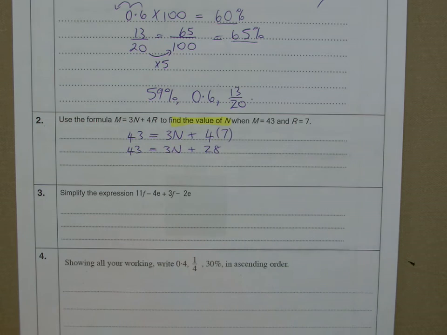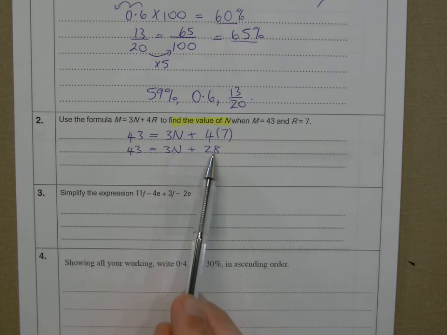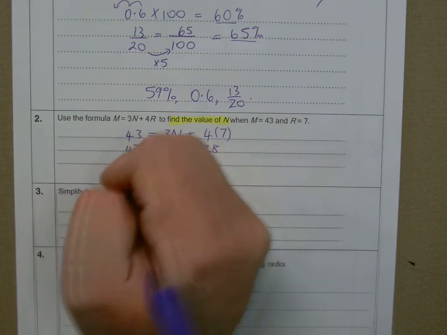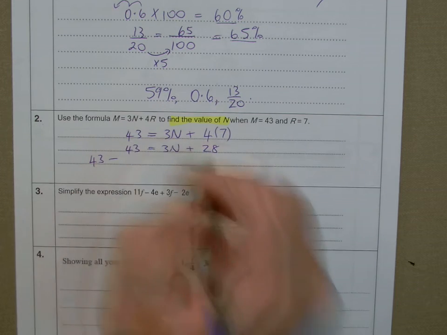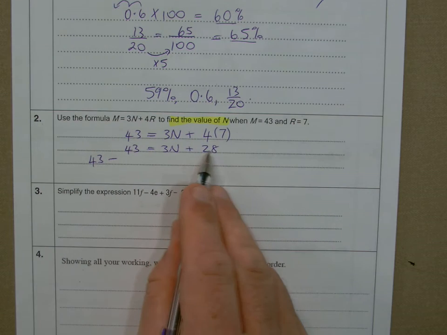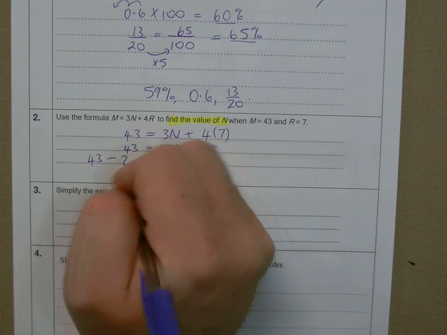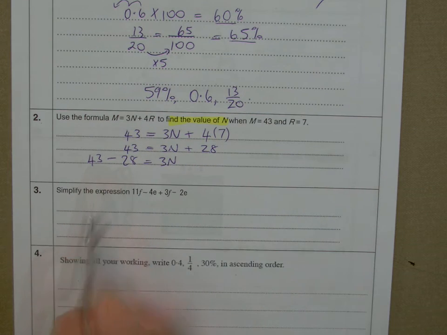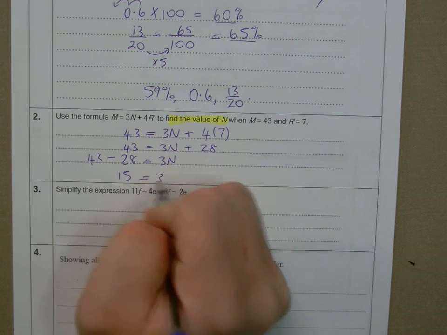Now you need to see this like an equation, right? The rules of equations apply. So in this case, to isolate n, I could first of all take the 28 over the other side. And of course, when I take it over the other side, it becomes a minus, doesn't it? Because you do the opposite. So plus 28 becomes minus 28 equals 3n. Determine that, so that comes to 15 equals 3n.